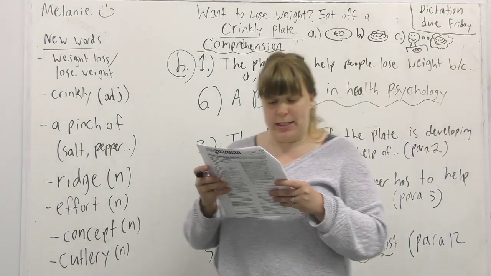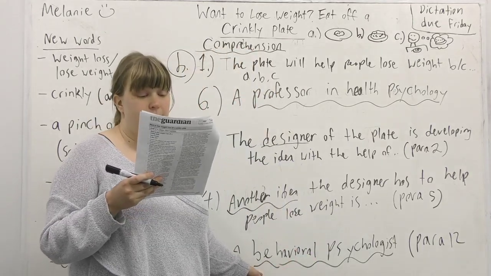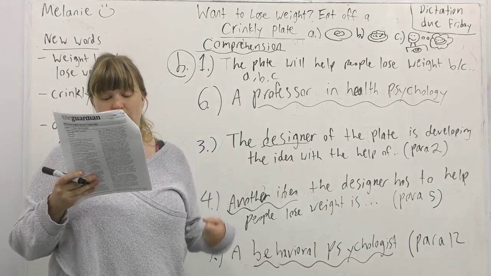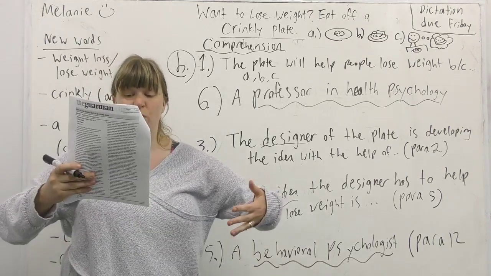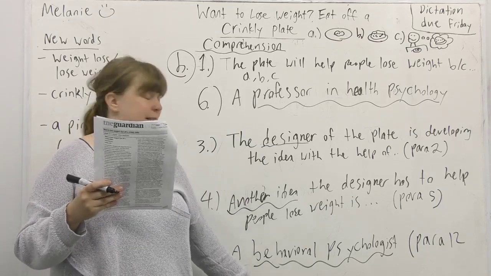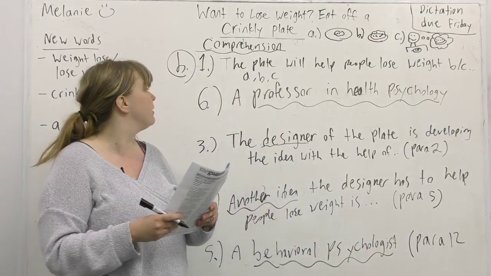Behavior psychologist, number 5. So they think the crinkly plates, A, might make people annoyed with their meals. B, still too large to hold much food. Or C, are a nice idea but not likely to be successful. So look at paragraph 12 for that answer, okay?